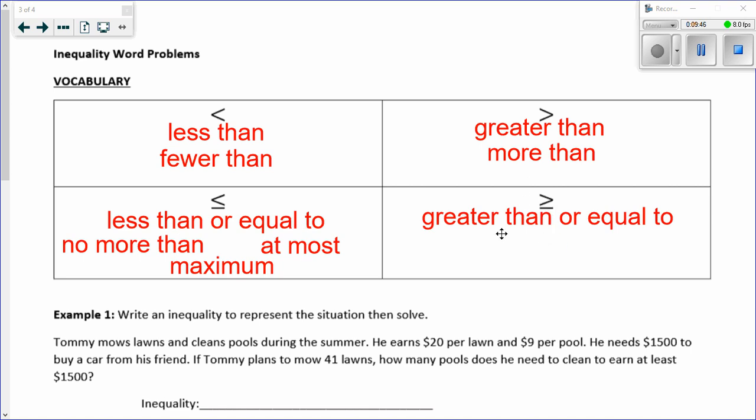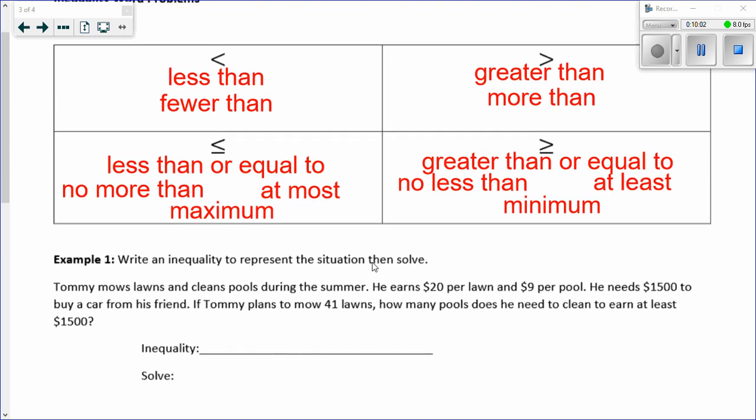Greater than or equal to has got a couple. No less than, so cannot go below this number. At least, has to be this number or higher. And minimum. Okay? Alright, so knowing those translation words, let's go ahead and try example 1.